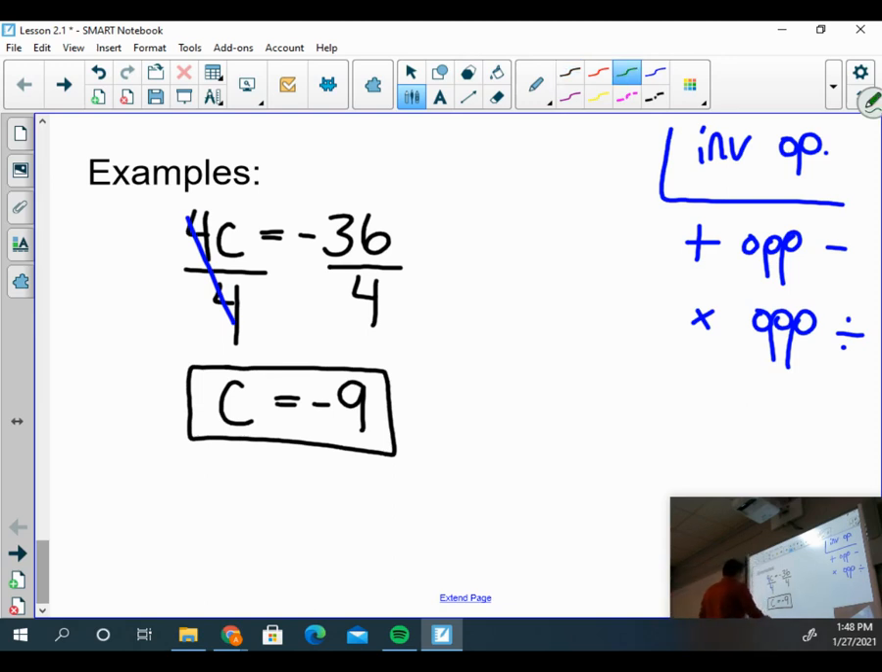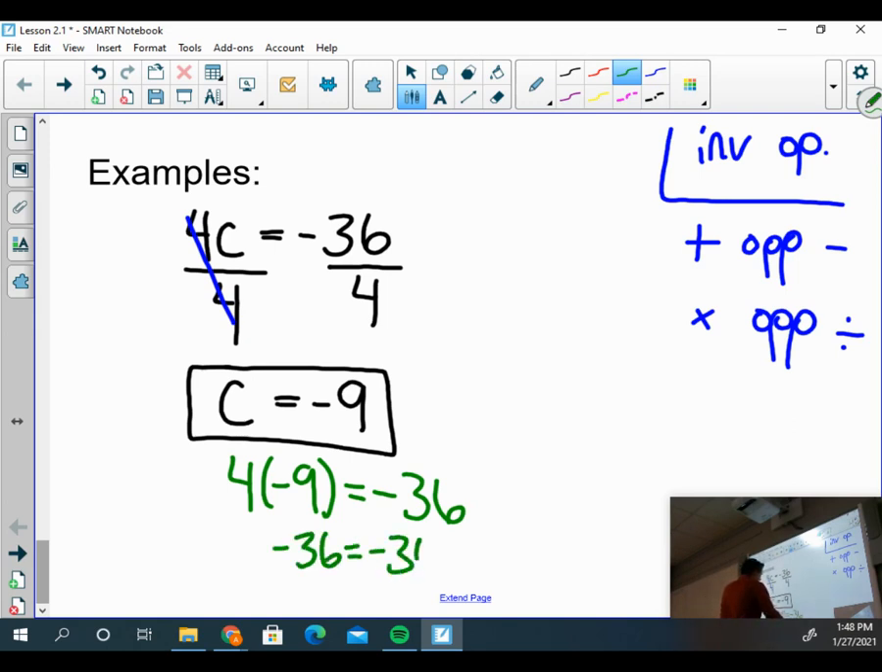Again, checking my work. Let's see if 4 times negative 9 equals negative 36. Well, I do 4 times negative 9, I get negative 36. That does, of course, equal negative 36. Both sides are equal. The scale is balanced. Thus, my answer that c must be negative 9 is indeed true.